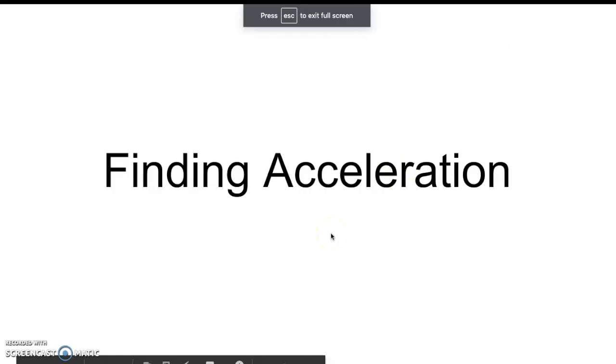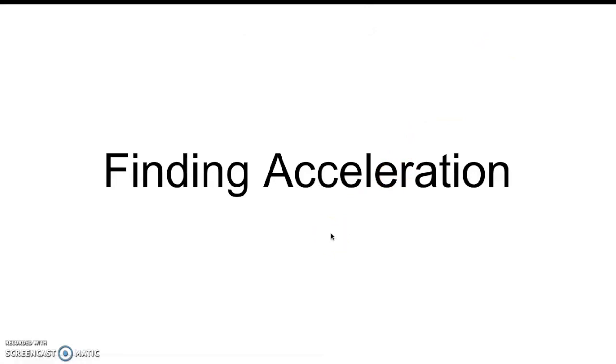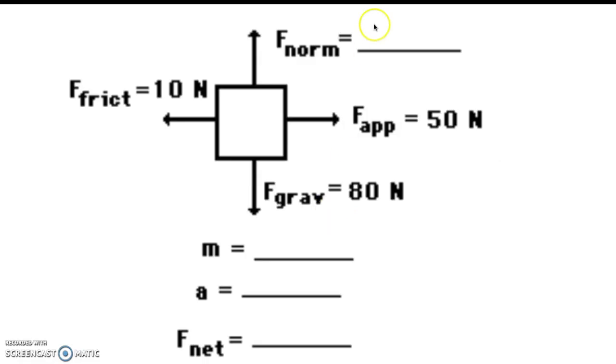All right, so we're going to work on finding acceleration from free body diagrams with given information, okay? And there's not going to be a whole lot of reading. It's going to be more just learning how to solve. So here's our first box. We got gravity of 80 newtons, applied force of 50, friction of 10. So the things we're trying to find: normal force, mass, acceleration, and net force. And we will do that now.